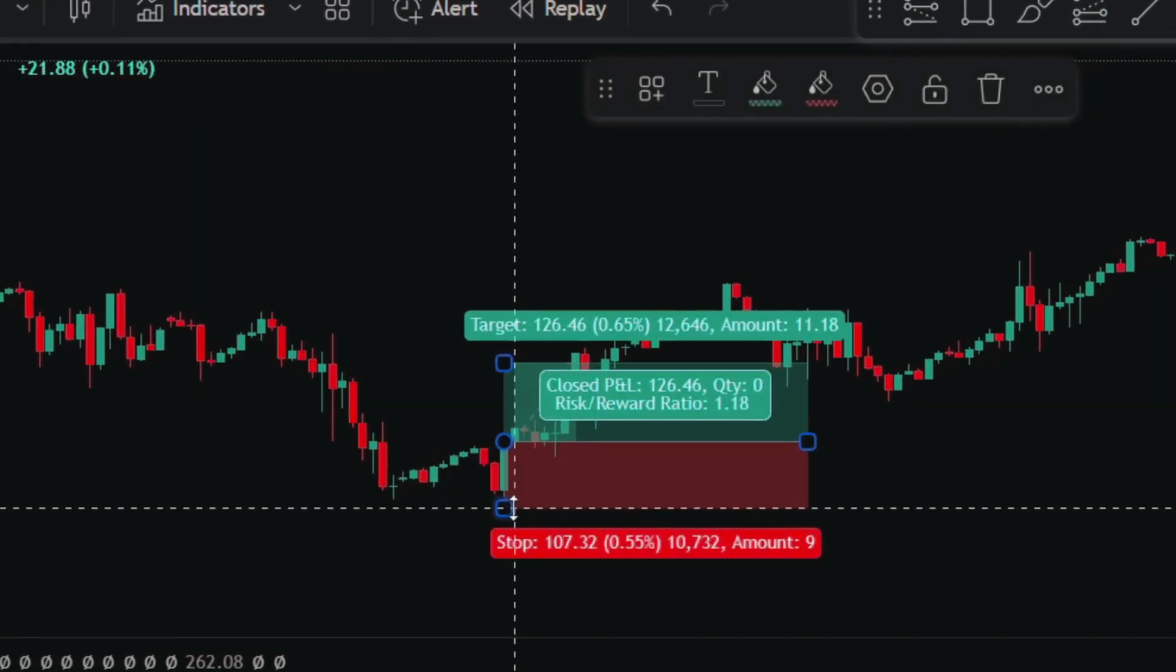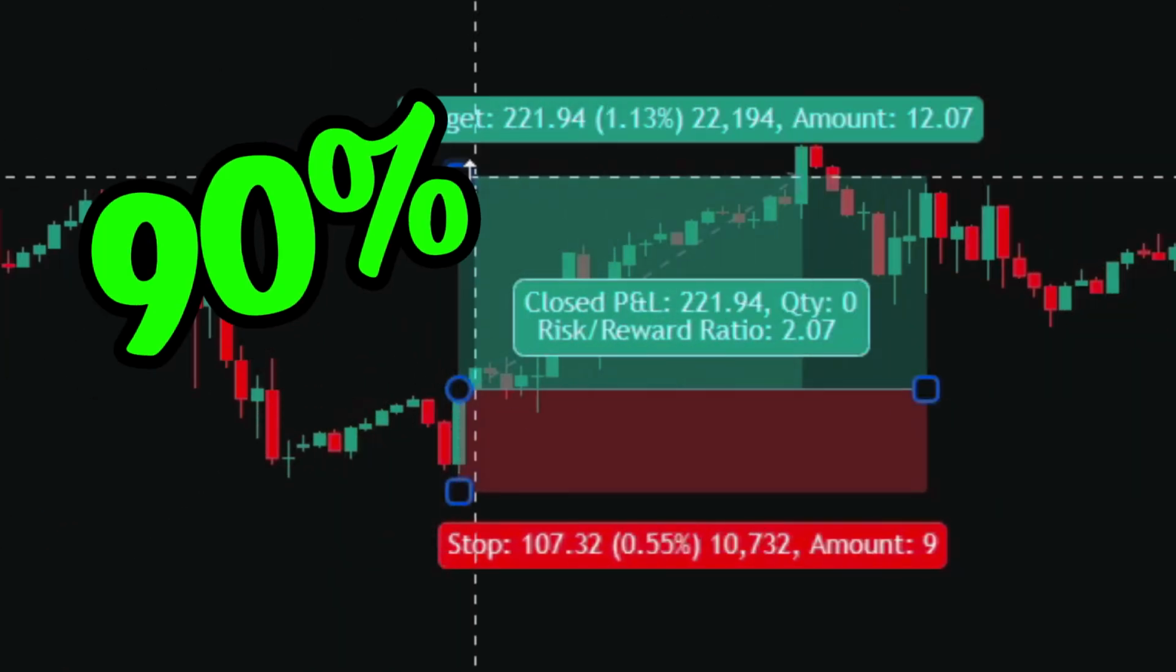In today's video, I will show you a trading strategy that has almost 90% accuracy. It works with any instrument and in different time frames.